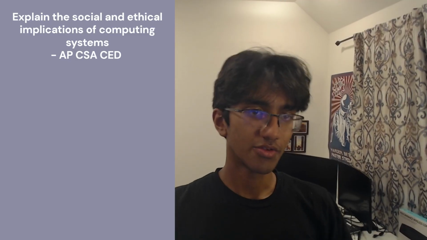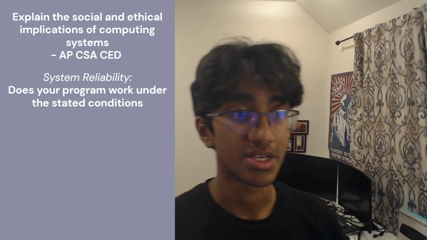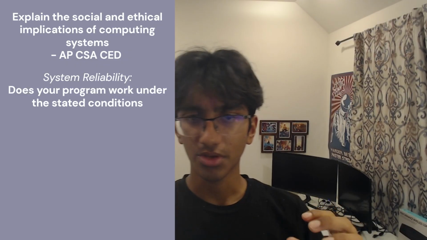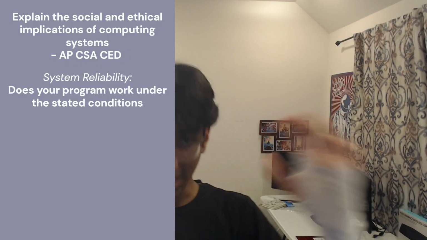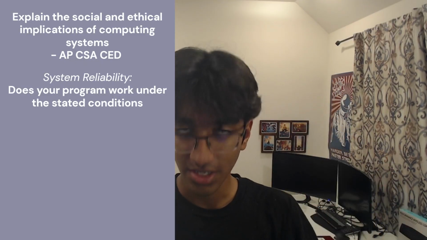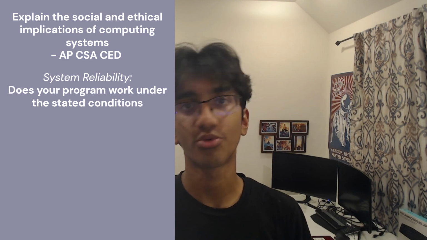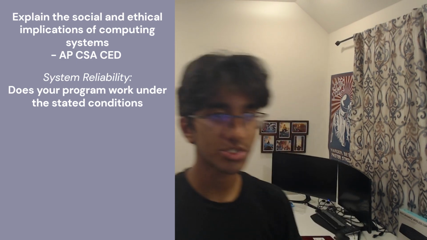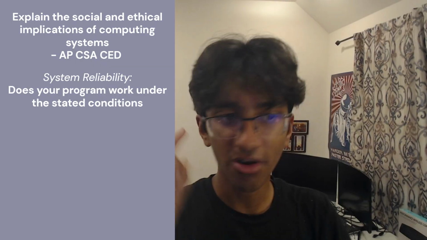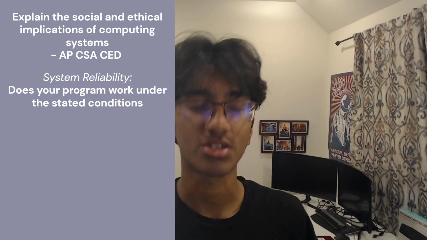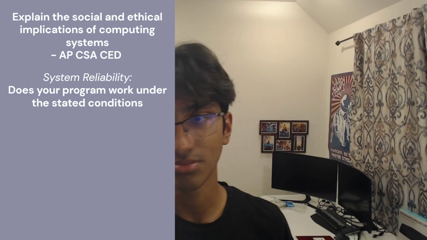So the first thing that we need to know is what system reliability is. System reliability is all about your program doing what it's intentionally supposed to do. If your program doesn't work under the stated conditions it's supposed to, there's no point for it. If it does what it's supposed to do under those stated conditions, without fail, without crashing, without bugs, it means it works reliably. So basically if your program works, then it's reliable without any bugs or crashes.